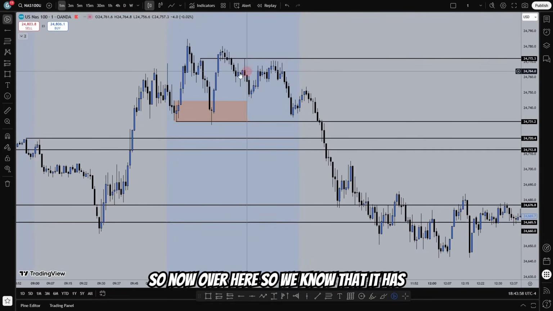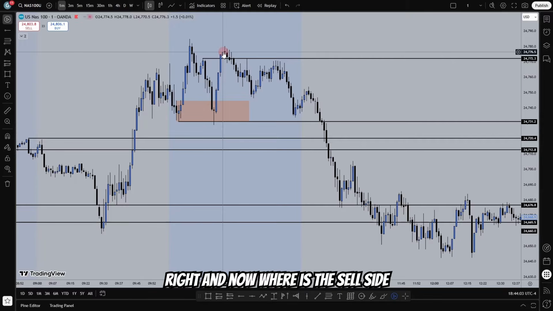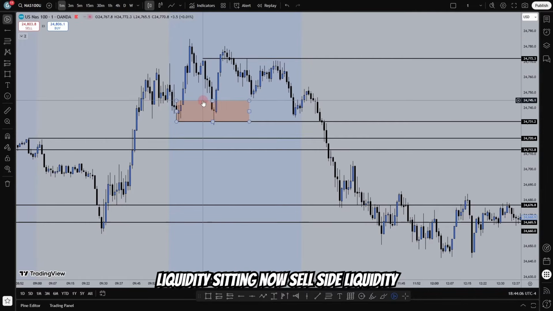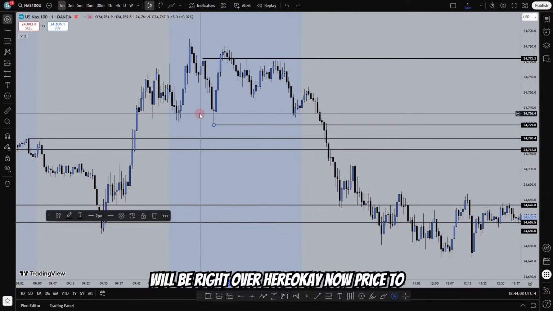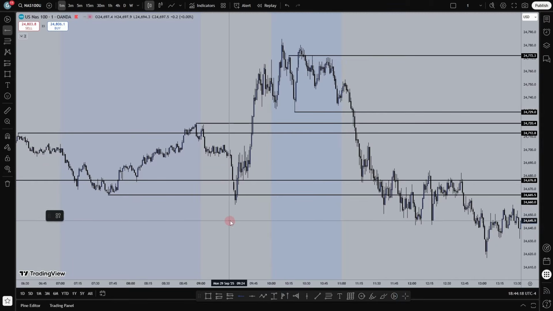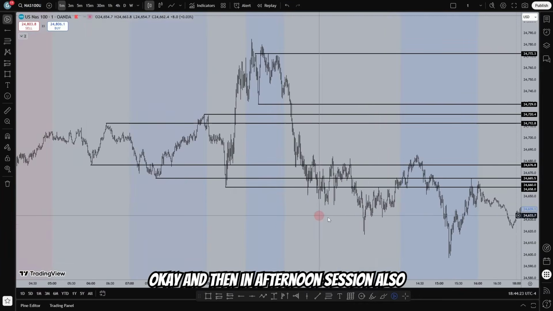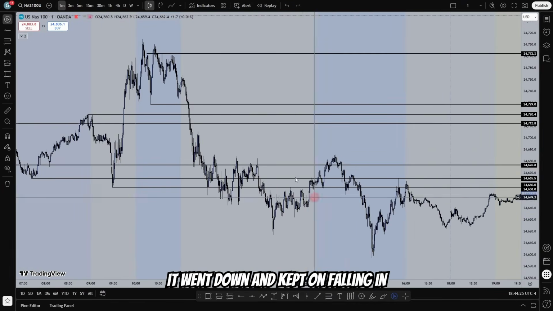So now over here, we know that it has taken the buy side liquidity from here, right? And now where's the sell side liquidity sitting? Now sell side liquidity will be right over here. Okay, now price went to the sell side liquidity, but it kept on falling and went for this low over here. Okay, and then in the afternoon session also it went down and kept on falling.